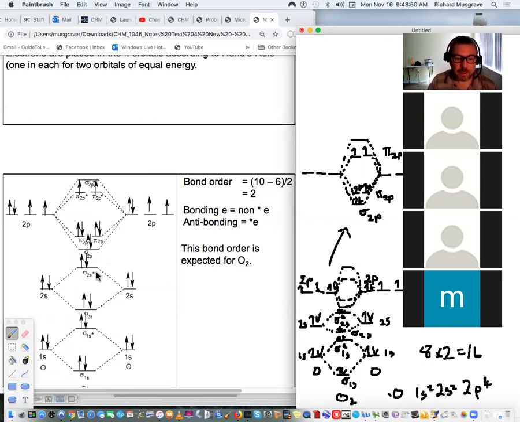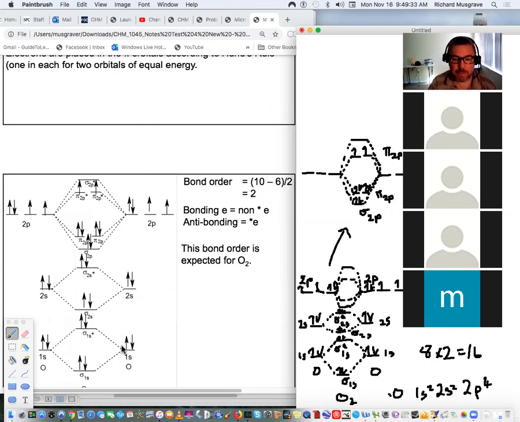Now, everything with a star on it is anti-bonding. Everything without a star is bonding. So to count the bond order, we want the bonding electrons minus the anti-bonding electrons. Let's count the bonding electrons first. 1, 2, 3, 4, 5, 6, 7, 8, 9, 10. Anything without a star on it is bonding. Now the anti-bonding, we've got 1, 2, 3, 4, 5, 6. 10 minus 6 divided by 2 is 4 divided by 2, which is 2. So we expect a double bond between 2 oxygen atoms.